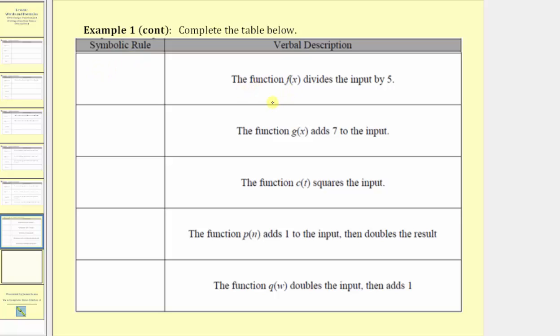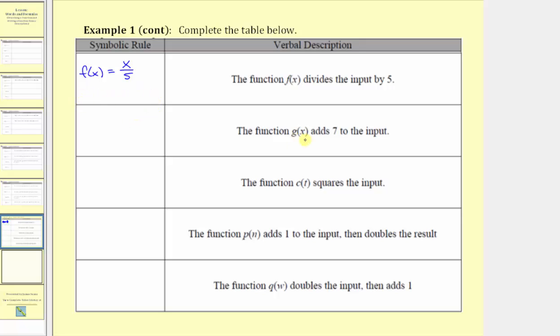So here we're told the function f of x divides the input by 5. So because the function is f of x, we know the input variable is x. So f of x divides x by 5, which should be in fraction form x over 5, where a fraction bar means division. The function rule would be written more commonly in this form here, but it would also be okay to write just f of x equals x divided by 5. But the fraction form would be much more common.